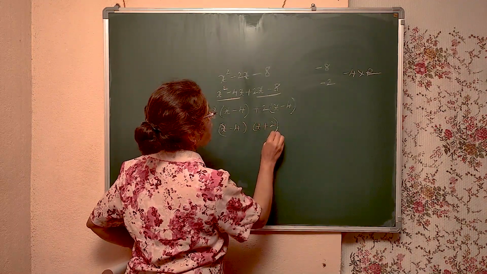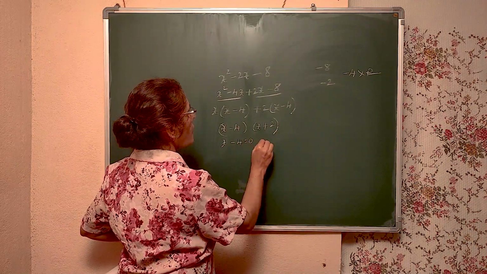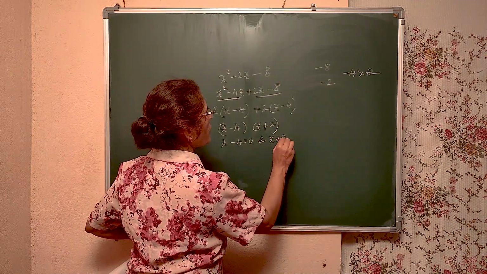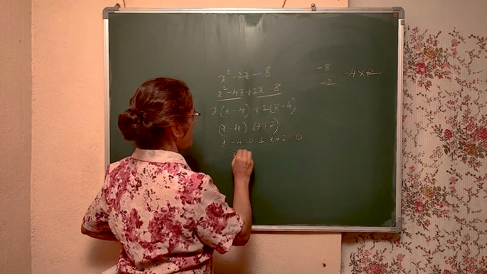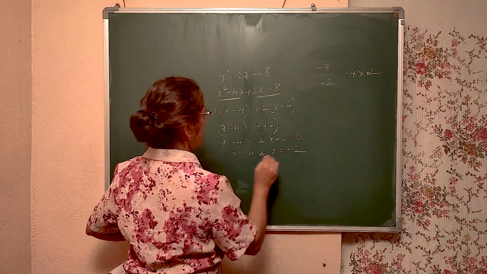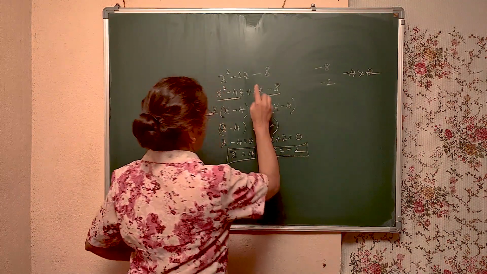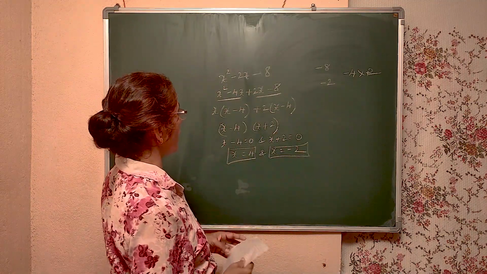In order to find out the zeros, what you have to do? x minus 4 is equal to 0 and x plus 2 is equal to 0. So x is equal to 4 and x is equal to minus 2. These are the two zeros of this quadratic polynomial. You check if you want.